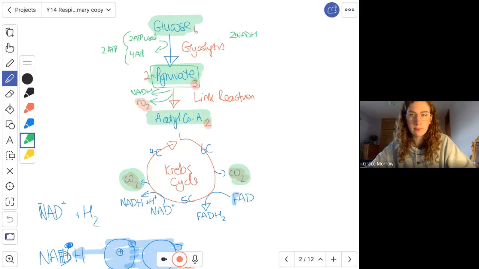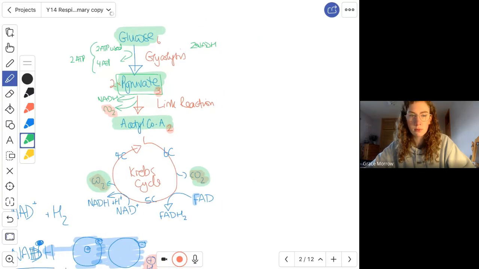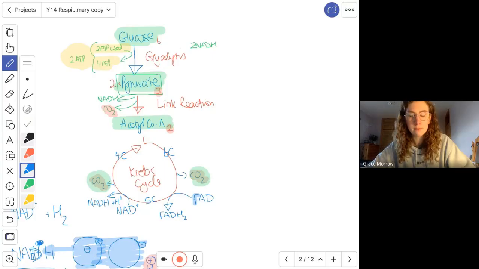What products have been made? So we know that the whole point of respiration is to produce ATP. So what about ATP? I'll highlight that in yellow. So up here, we had 2 ATP being used, but 4 made. That gives us a net profit of 2 molecules of ATP. In the link reaction, there's no ATP made at all. Forgot to say, in the Krebs cycle, there actually is 1 molecule of ATP being made. It doesn't really matter where I write it. I'm just going to write it there.